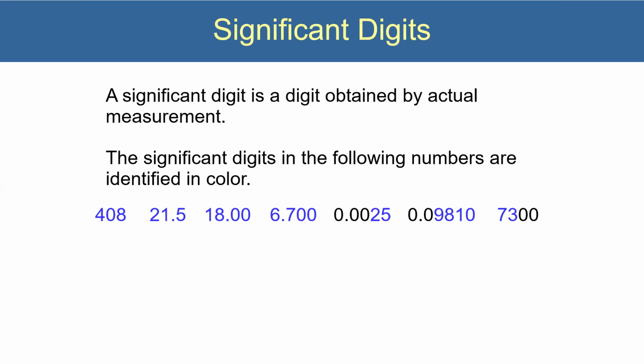Again, think about, can I write that as scientific notation? If I wrote that in scientific notation, it would be 7.3 times 10 to the third. Okay, so let's see.